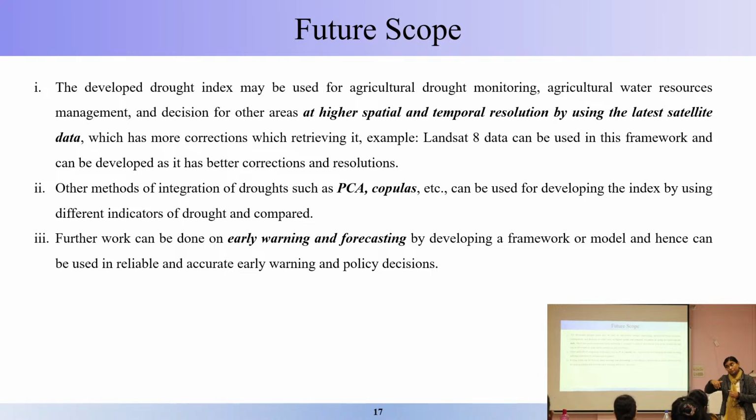If we want to predict, we have to build an entirely different framework that would extend this kind of research further.